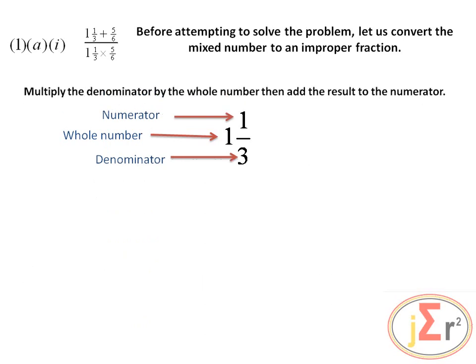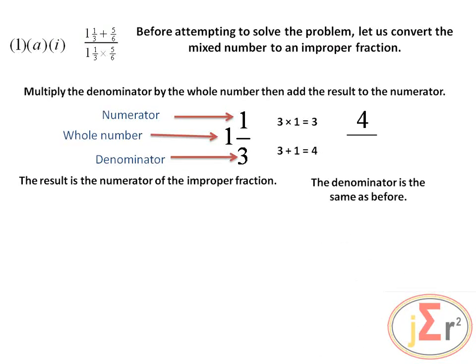In converting this mixed number into an improper fraction, we first say 3 multiplied by 1, which is the denominator multiplied by the whole number. That is equal to 3. Then we add the numerator to it. 3 plus 1 is equal to 4. The numerator of the improper fraction will be 4, and the denominator will be the same as it has been from the beginning, 3.